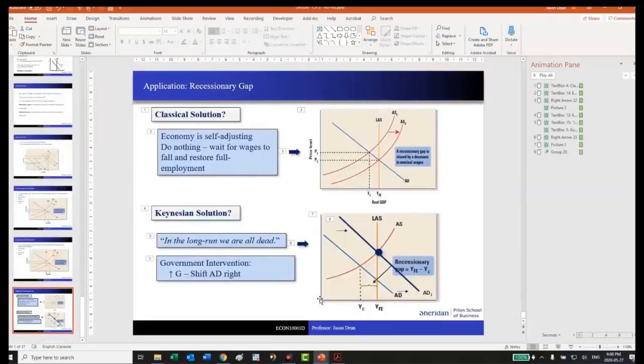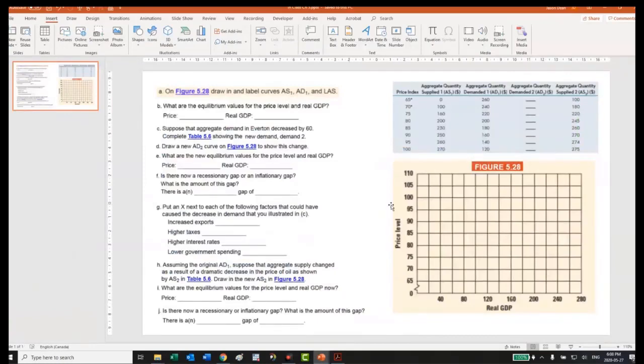So that's chapter 5. What I'm going to do is just finish up with a question. We'll do one of the in-class exercises. Can you see this on my screen? Okay, good. So here we have a table, some aggregate demand and aggregate supply figures, and then we have a chart. The first part of the question is asking us to draw in and label the curves AS1, D1, and the long run aggregate supply curve.